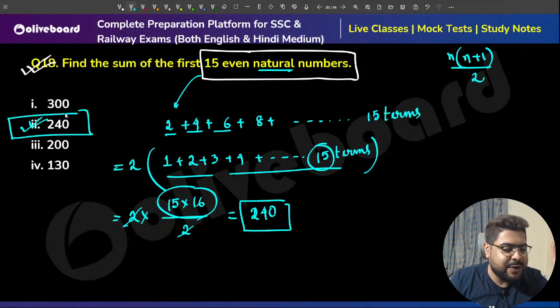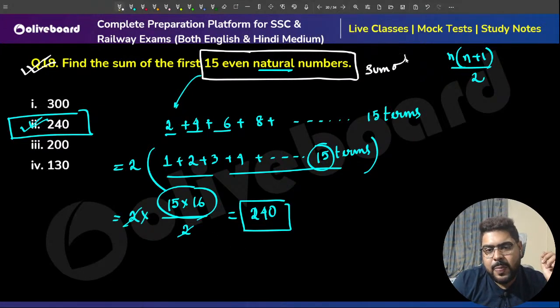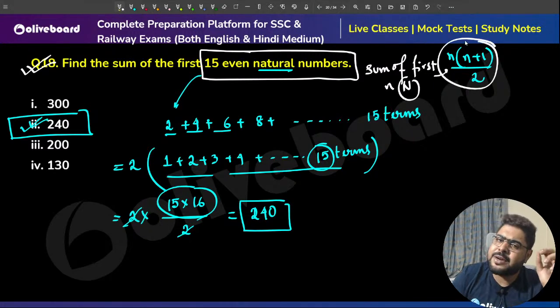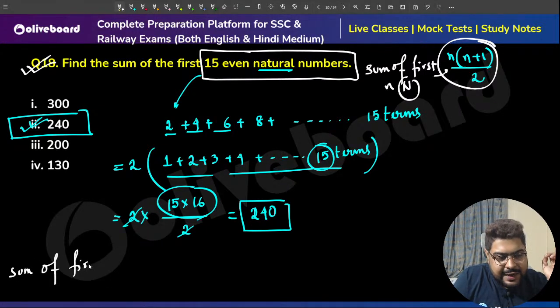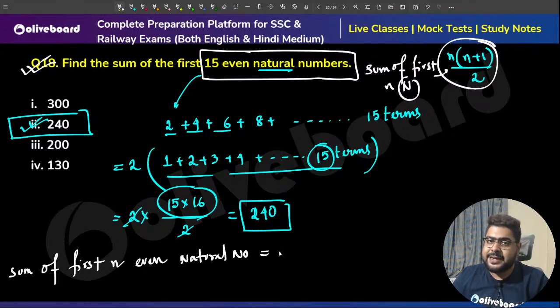Again, let me now give you the formula directly. Sum of the first n natural numbers is always n into n plus 1 by 2, we all know it. But the sum of the first n even natural numbers, the direct formula which you should remember actually is what?